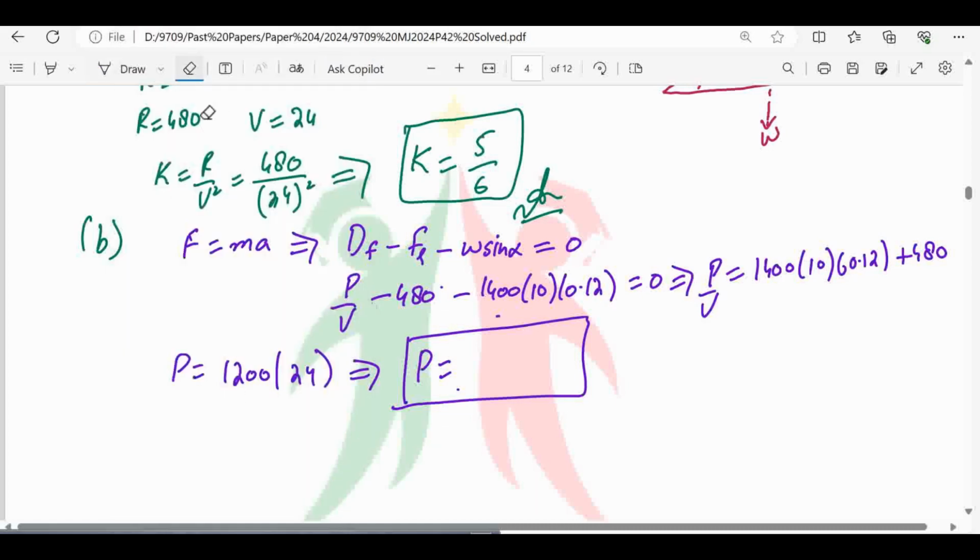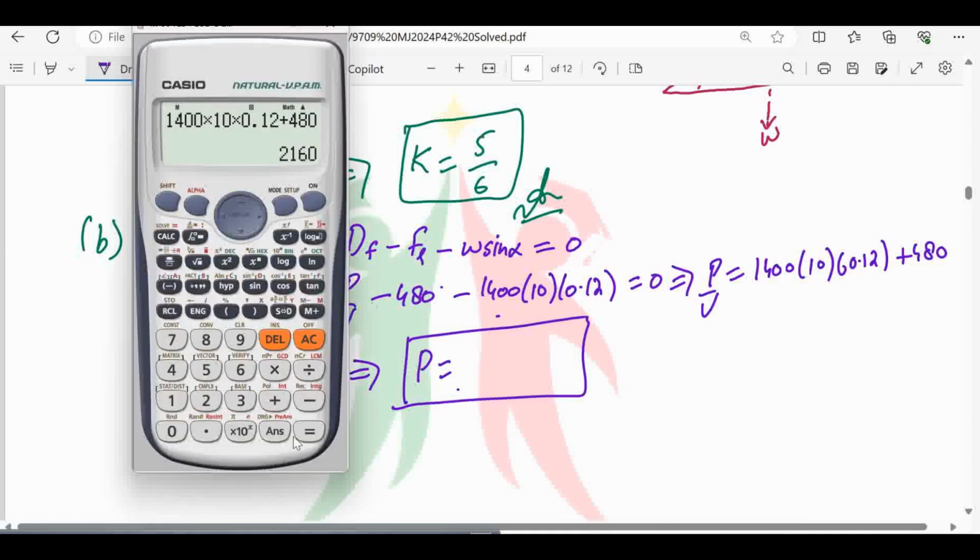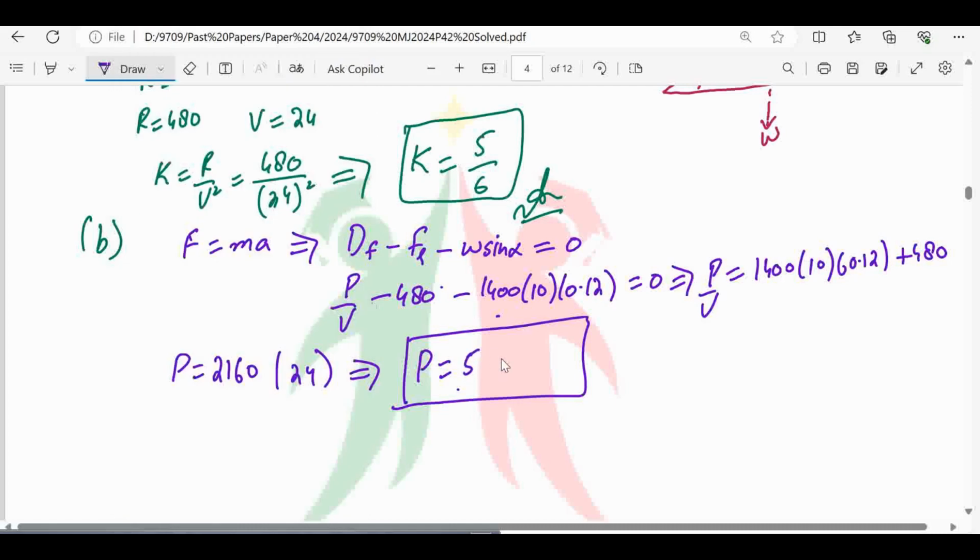So 2160 multiplied by 24, it will give us the final answer. Multiplied by 24, it will be 51840. So 51840 watts. This will be the power.